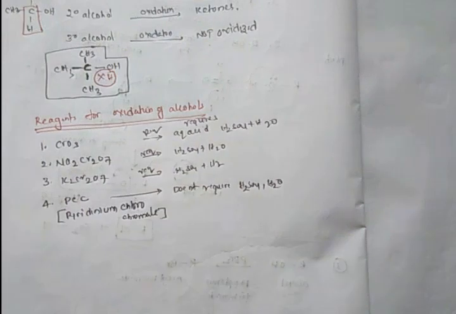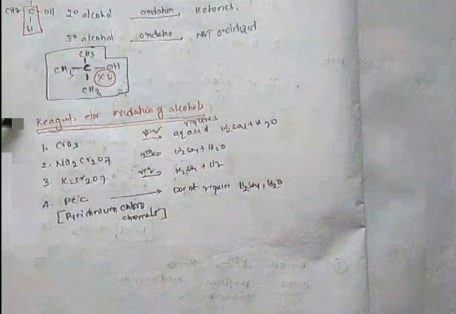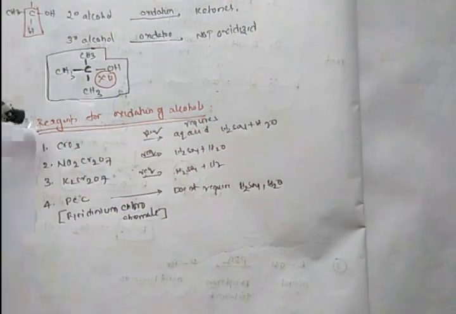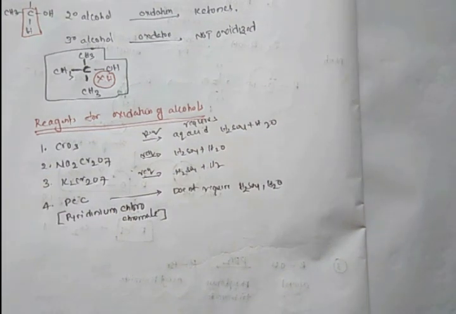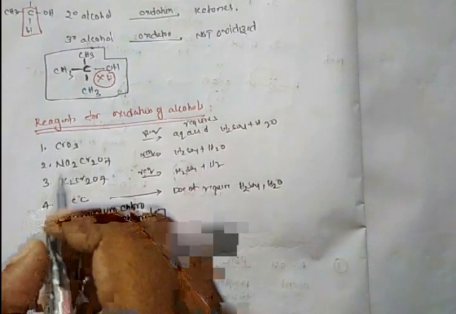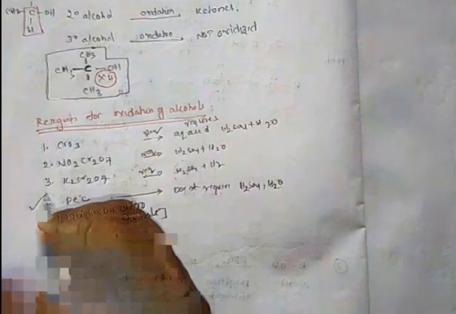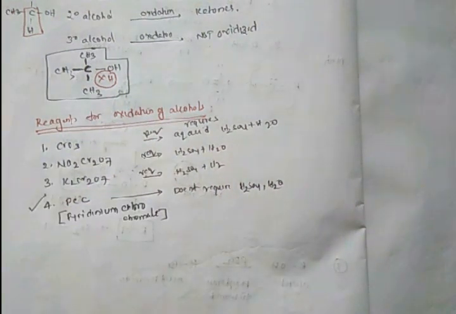PCC is a pyridinium chlorochromate. The three reagents, chromium trioxide, disodium dichromate, and potassium dichromate, require H2SO4 and H2O to act as oxidizing reagents. But the fourth reagent, PCC, called pyridinium chlorochromate, doesn't require any acid and water to show its oxidizing reactivity. So this is the best reagent among the four reagents, the best selective reagent for the transformation of an alcohol into a carbonyl compound.